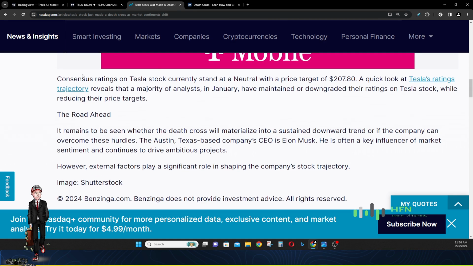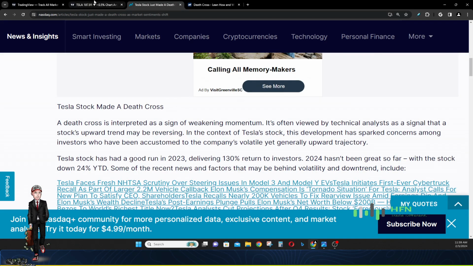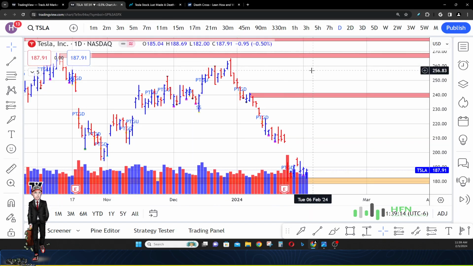Now, consensus ratings on Tesla stock currently stand at neutral with a price target of $207.80. A quick look at Tesla's ratings trajectory reveals that a majority of analysts in January has maintained or downgraded their ratings on Tesla stock while reducing their price targets. See, even they know that the market in Tesla looks pretty weak. It looks pretty weak.